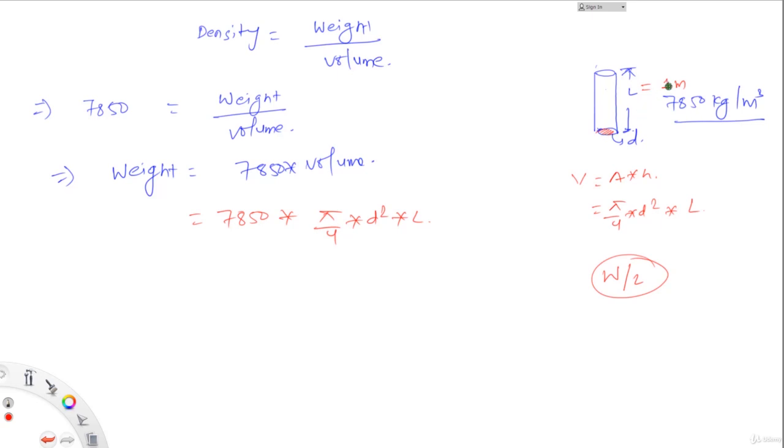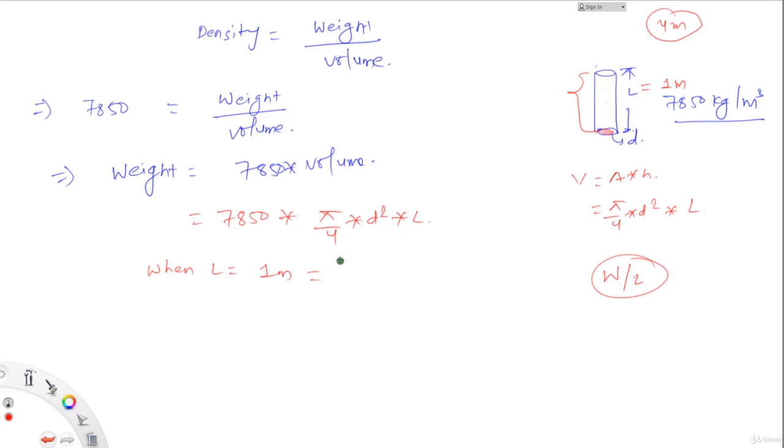Why am I doing that? Because if I know how much weight this particular rebar of certain diameter d contains in 1 meter, then I can find how much weight it contains in any length. Let's say that at the site, the total length of this rebar turns out to be 4 meters. Then all you have to do is multiply this weight by 4 so that you get the total weight of the 4 meters. So I'll write when L is equal to 1 meter.